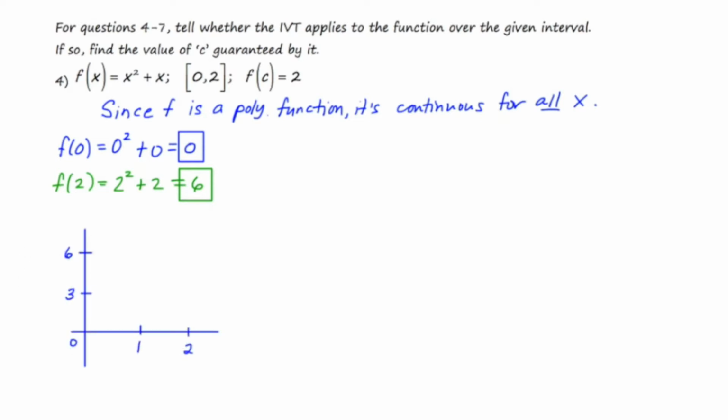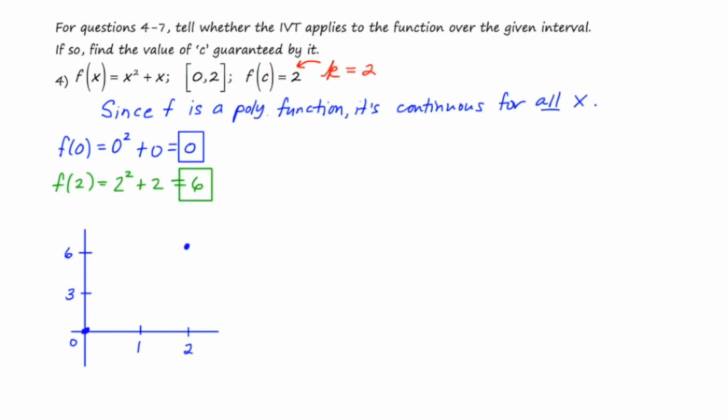Okay, my first endpoint would be (0, 0). My second endpoint would be (2, 6). And what the question is asking is, is there a value c between 0 and 2 for which f of c will equal 2? So what it's really telling us is that k is equal to 2.